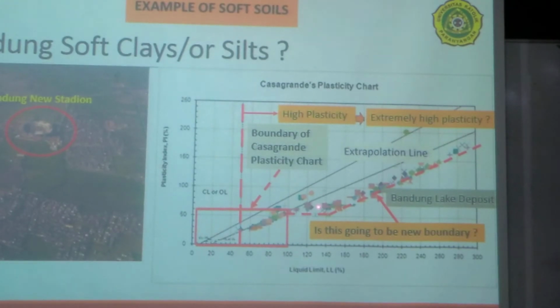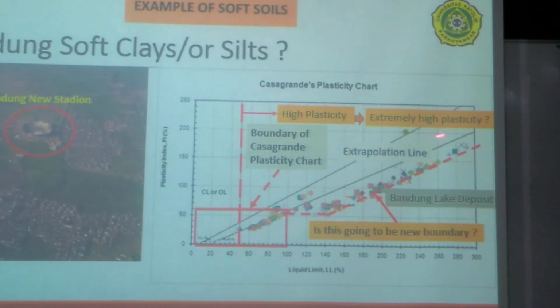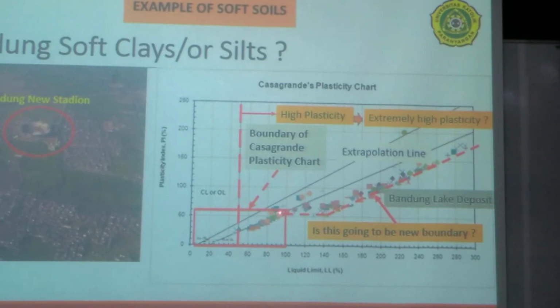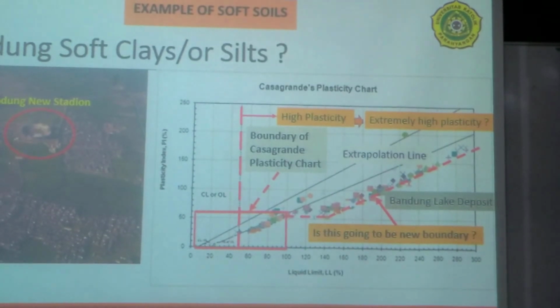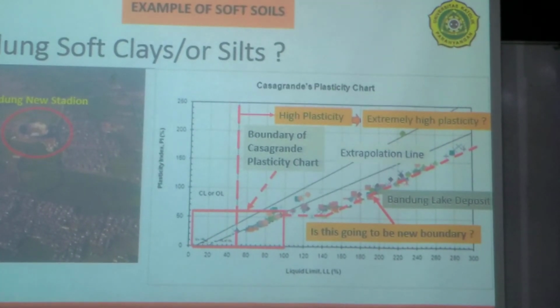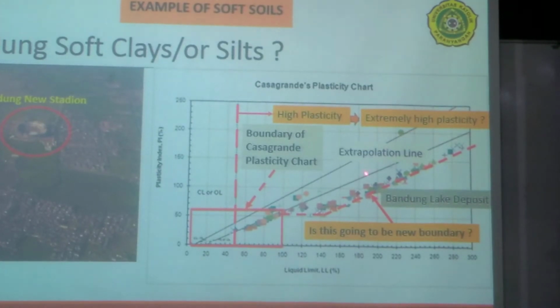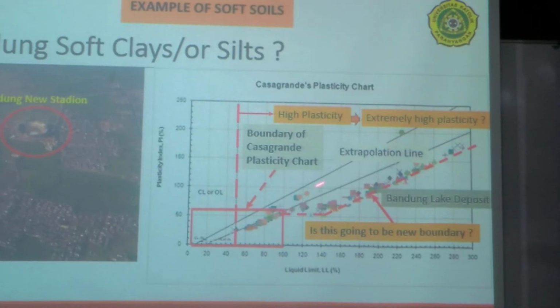But if I do the extrapolation, then this part becomes clay, or between clay and silt, and this one becomes silt. But this is the problem. We say silt, but the behavior is clay. So what should you call this? This is the A line. Above the A line is clay, below the A line is silt. So what do you name that? If you name it after the USCS, then we call it silt. But the behavior is clay.